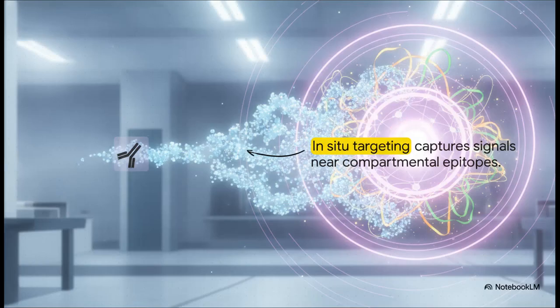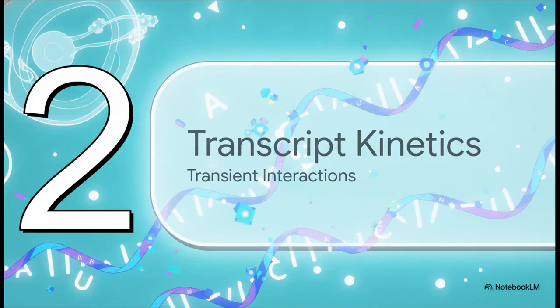And this is where it gets really clever. By using highly specific antibodies, the protocol captures transcript behavior that's localized exactly around a distinct nuclear epitope of interest. You're basically creating a targeted radius, which lets you profile the transcriptome composition of one very specific neighborhood within the nucleus. Moving right along to Section 2, transcript kinetics and half-lives, revealing transient interactions.